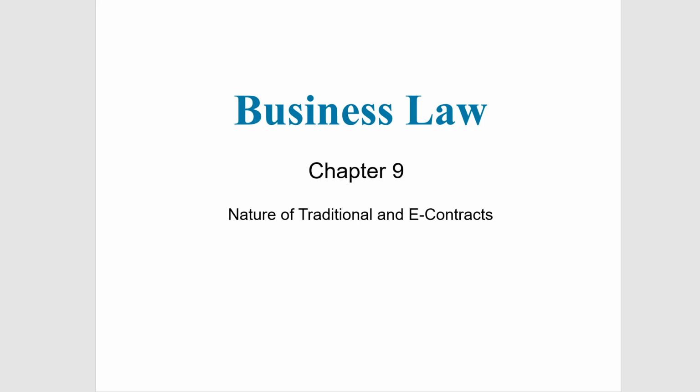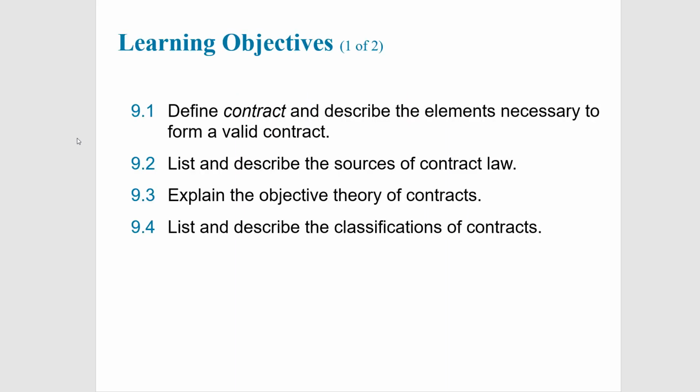Hi everyone, let's do a brief overview of Chapter 9, the nature of traditional and electronic contracts. I'm going to give a brief overview of this chapter because the chapter itself is really an overview of contracts. So we look at the basic idea of what a contract is, basic elements you need to have, and then we talk about each one of those elements in more depth in the future chapters. So I'll try my best to keep this short.